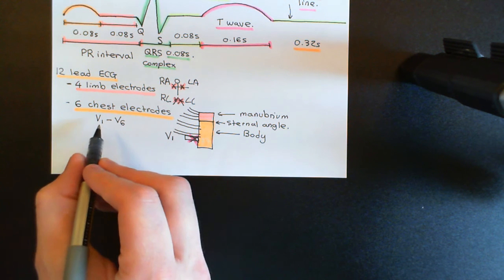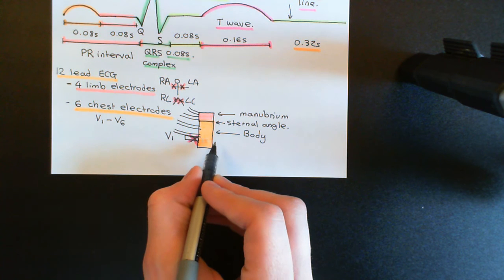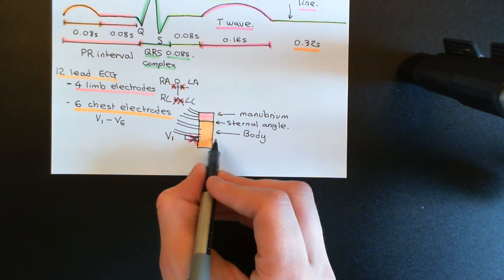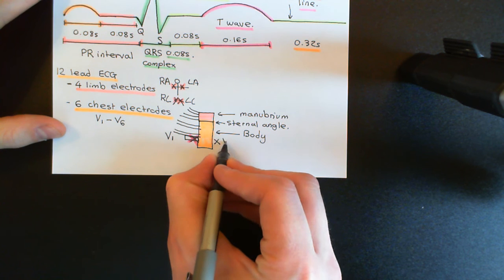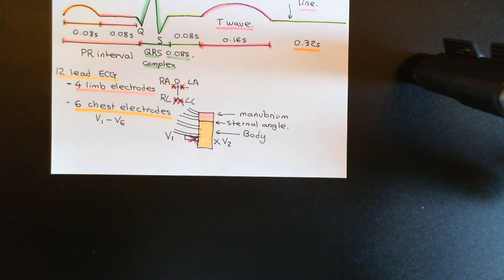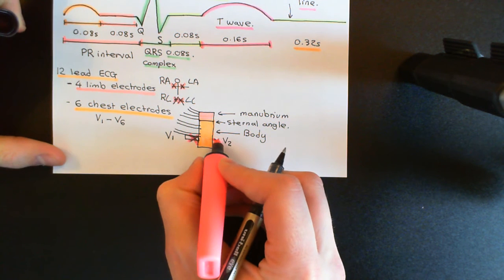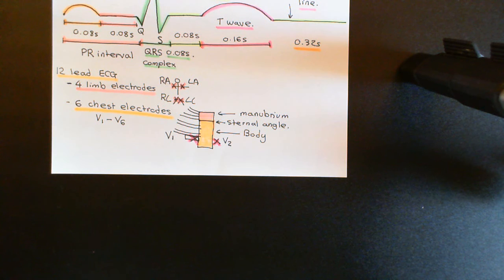Now, V2 is then very simple. All we're going to do is jump to the other side, so we're going to go to the fourth intercostal space on the other side here, and that's where we're going to put V2. Okay, so we're going to attach two of these chest electrodes then to these fourth intercostal spaces, which are these spaces underneath the fourth ribs, just to the left and to the right of the sternum.